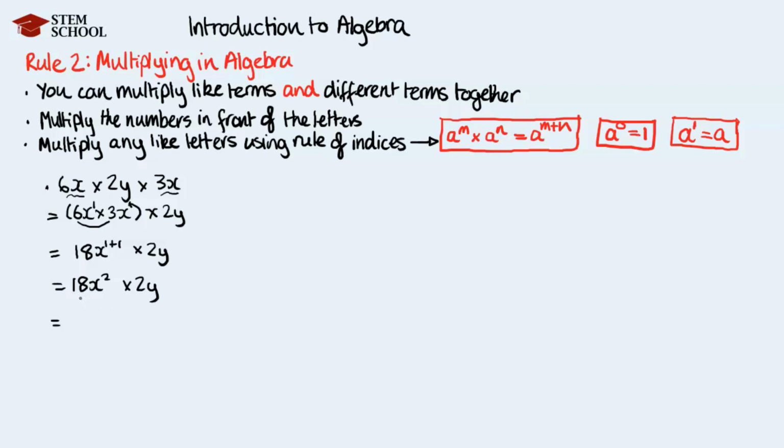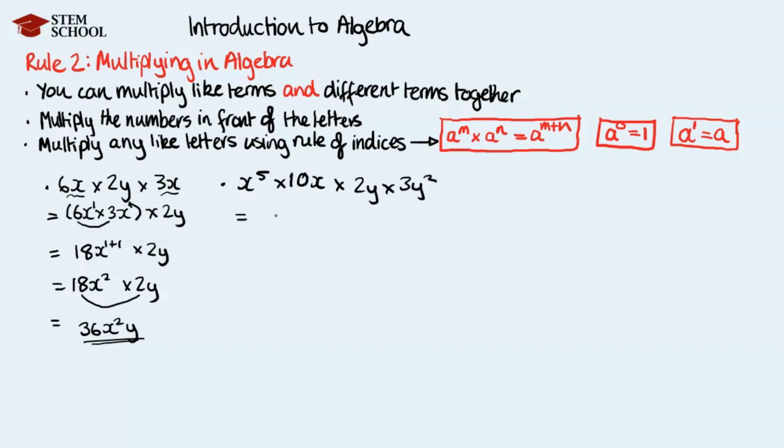Let's continue on. All you do is multiply the numbers in front of the letters, so 18 times 2, and that's 36. And then you have x squared y. You can't simplify that further, as these are two different letters with powers. Then let's do one last example. Let's do x to the power of 5 multiplied by 10x multiplied by 2y multiplied by 3y squared.